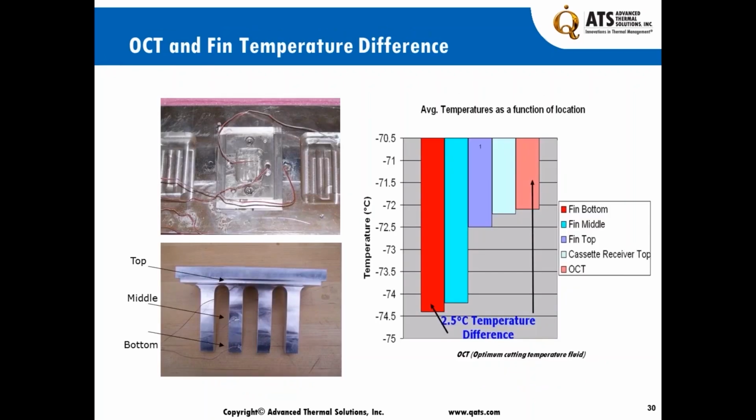And then the next one was the OCT and the fin temperature difference that we wanted to make sure is at a suitable level. We see the OCT in this location, and the fin bottom is in this location. You can see it in the picture here, where we made a sample to make sure that the design meets our expected requirement. We see about a 2.5 degrees C temperature difference, which is very satisfactory. And note that the temperature is minus 70 degrees C.